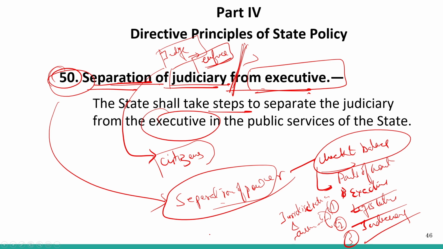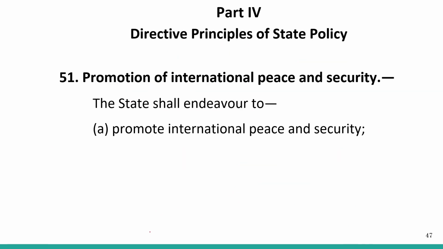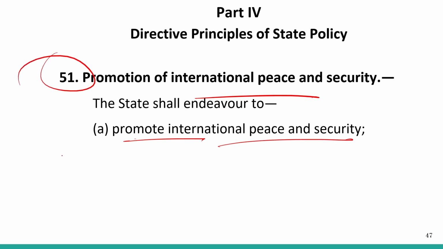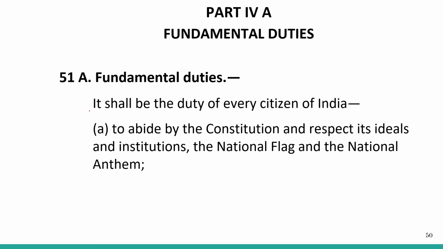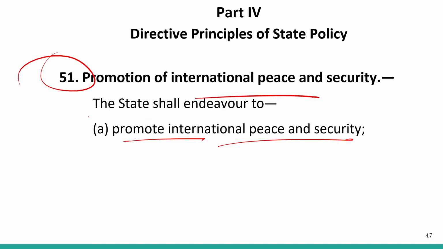Then promotion of international peace and security. International peace and security has been talked about under Article 51. Maintain just and honorable relations with the nations. This is our main goal. So with this, we have completed the directive principles of state policy, all the relevant articles.